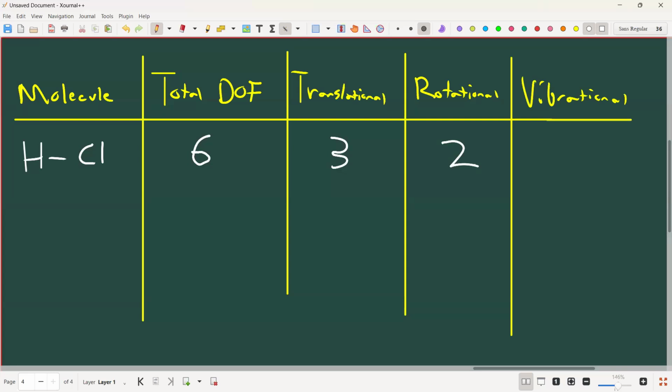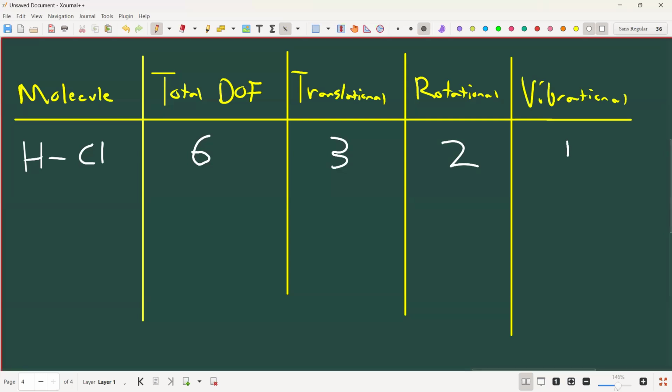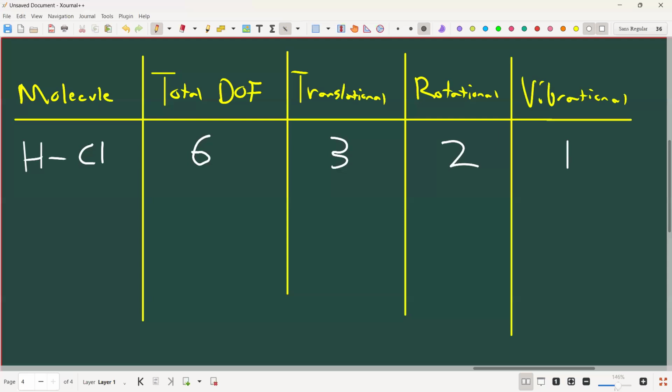And as you can see, we have 1 mode left. 3 plus 2 is 5. There's just 1 left. There's only 1 vibration. And that makes sense because HCl is a diatomic. It only has a stretch.